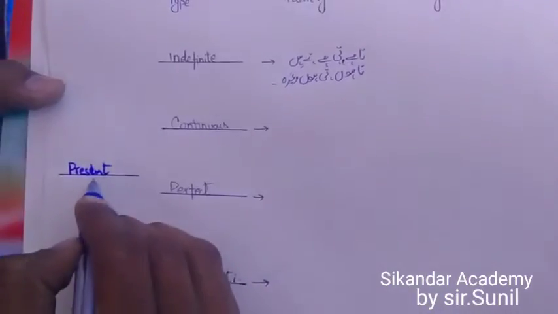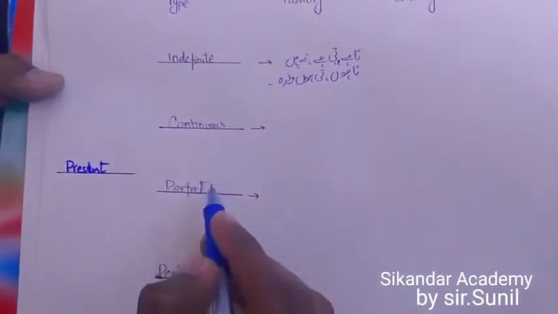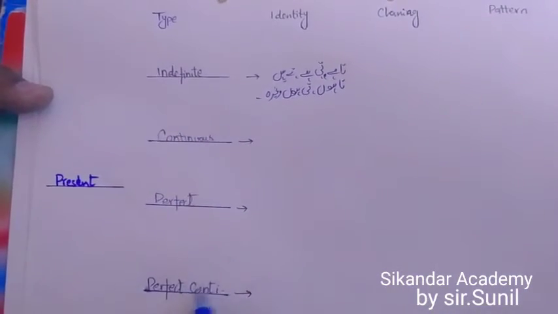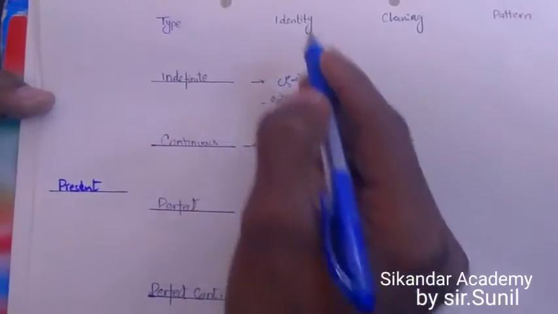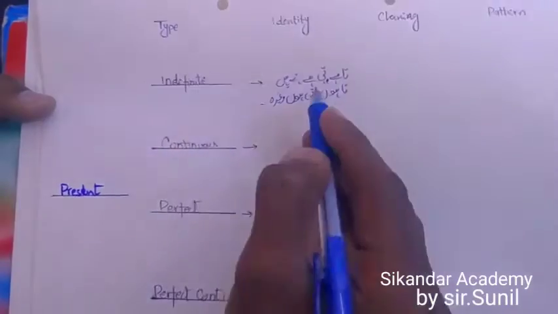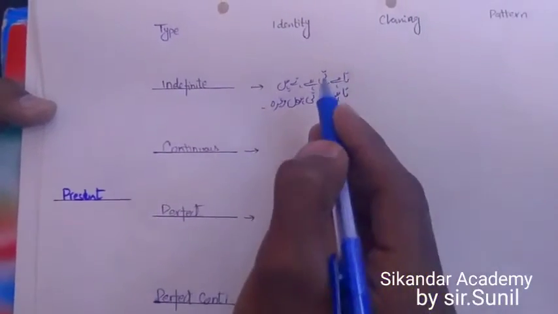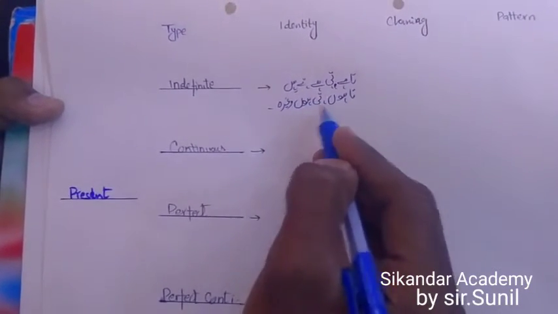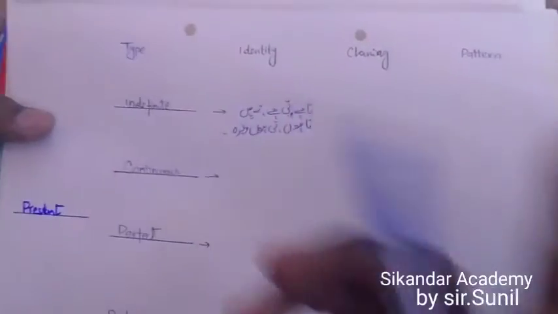First of all, we have discussed that present tense has four types: indefinite, continuous, perfect and perfect continuous. We will discuss the identity of present indefinite tense. In Urdu sentences, the last words are ता है, ती है, ते हैं, ता हूँ, ती हूँ वगैरह आएगा.